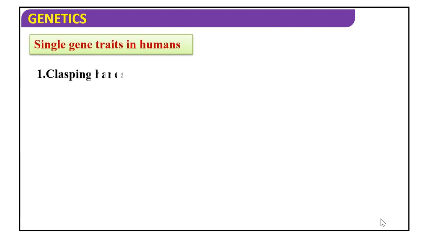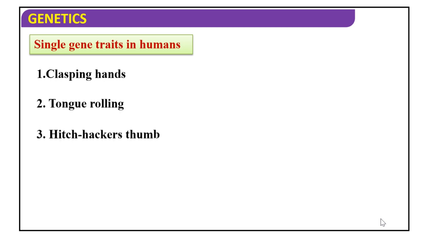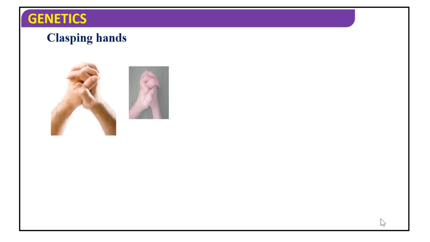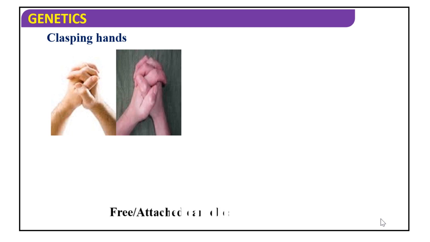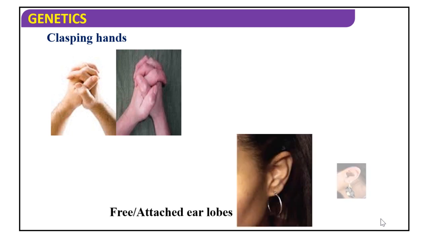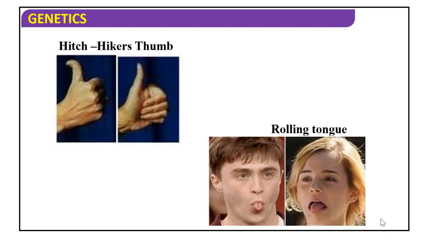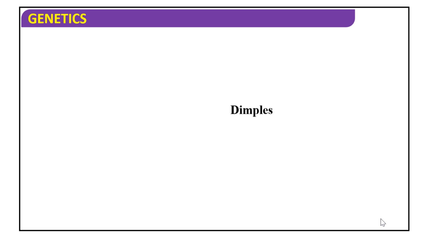Single gene traits in humans include clasping hands, tongue rolling, hitchhiker's thumb, earlobes, and bent little finger, etc. So let's see. First, clasping hands. See the variation. Free or attached earlobes. Hitchhiker's thumb. Rolling tongue. Dimples.